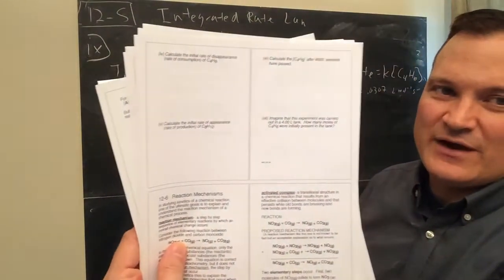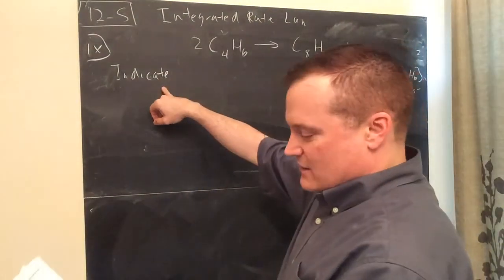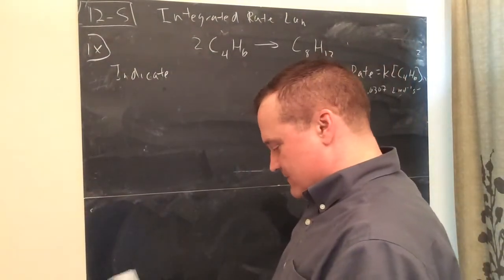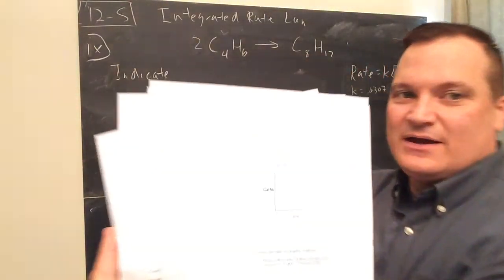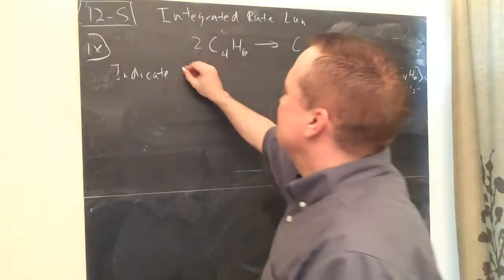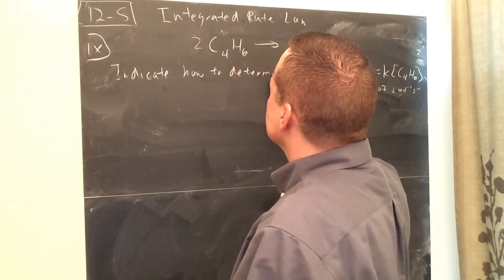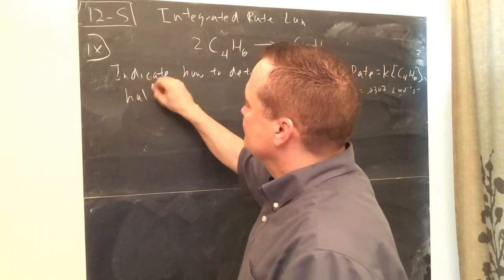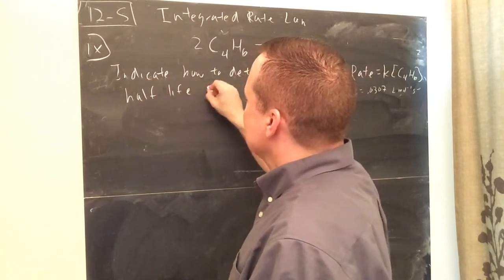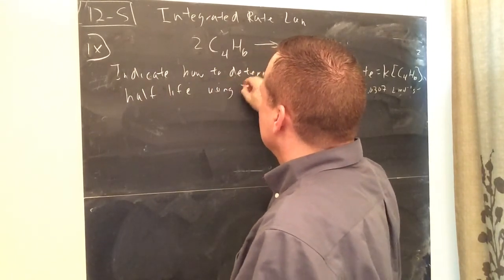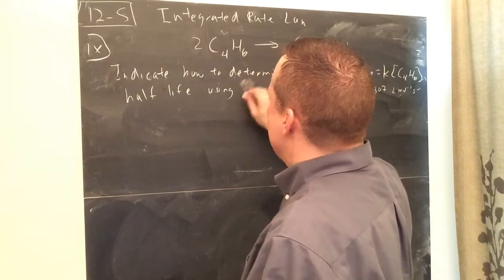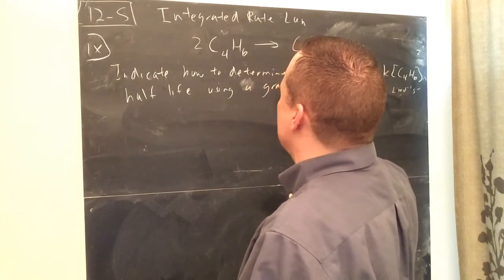I need to add one more thing on to what we did before the other day on that 12-5 problem that we did, this big long problem. Okay, so indicate how to determine half-life using the graph. Using a graph. They might not tell you which one. They gave you all these graphs.